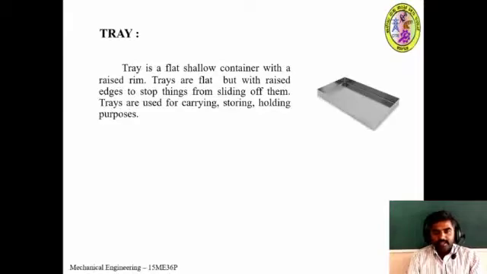What is the tray? Tray is a shallow container with raised rim. So look at the diagram. It is a flat bottom surface and all the edges are raised, called a rim. So we can easily store or hold things in this.